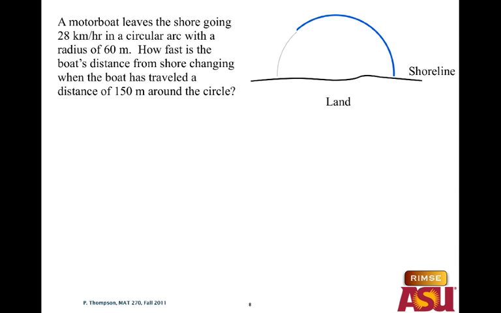A motorboat leaves the shore going 28 kilometers per hour in a circular arc with a radius of 60 meters. How fast is the boat's distance from the shore changing when the boat has traveled a distance of 150 meters around the circle?